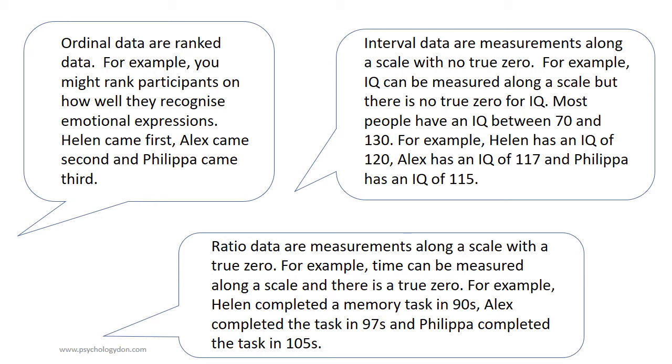Ratio data are measurements along a scale with a true zero. For example, time can be measured along a scale and there is a true zero. For example, Helen completed a memory task in 90 seconds, Alex completed the task in 97 seconds, and Philippa completed the task in 105 seconds.